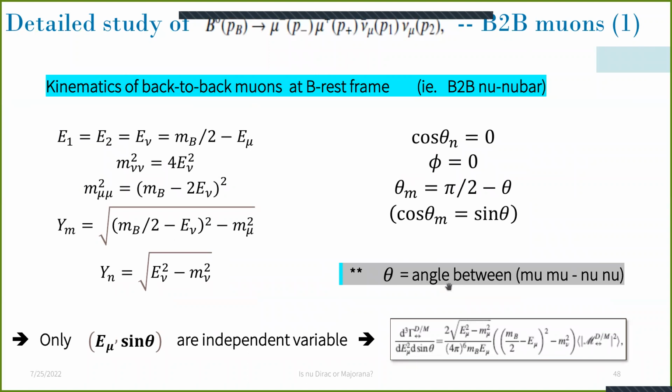Okay, and then the kinematics is so simple now. Going to back-to-back from the general case is simple. You just choose such a frame, then almost everything is known, and these angles are all known. Only this theta, which I previously defined between the mu plus and the nu, now becomes theta_m. So cosine theta_m is sine theta_m. So this is the neutral part, which is unknown. So this sine theta is unknown.